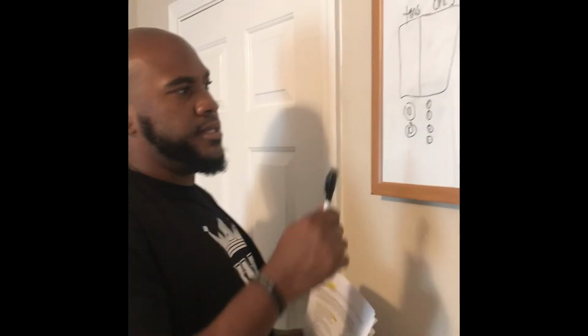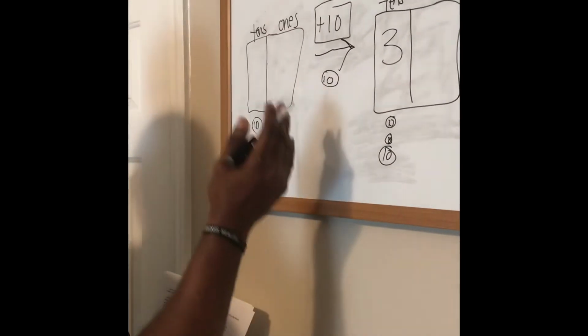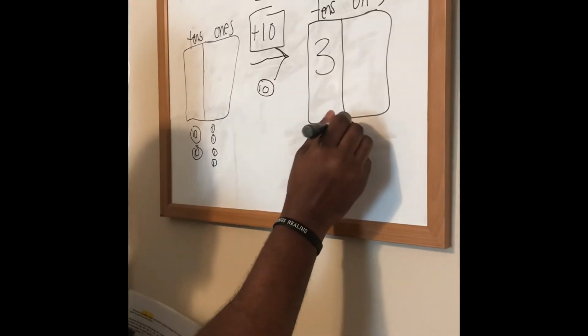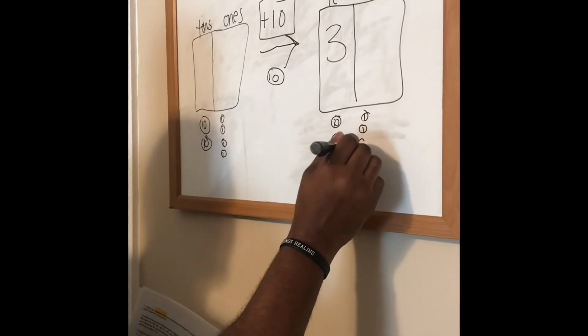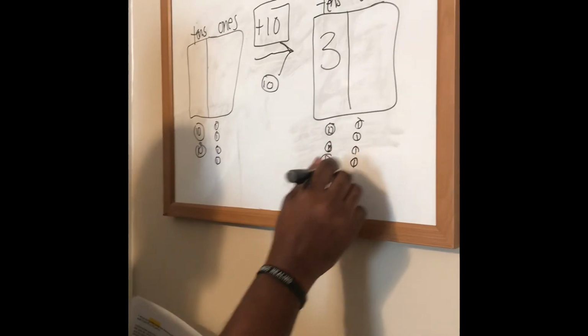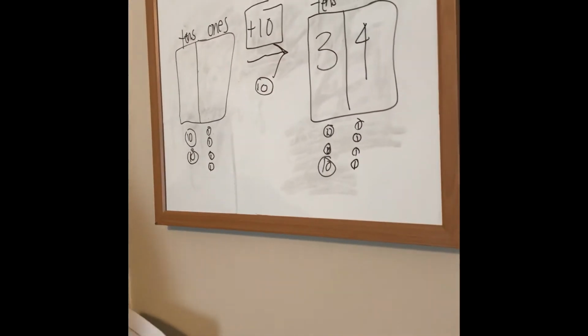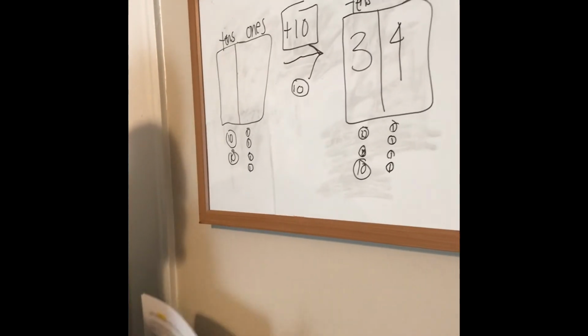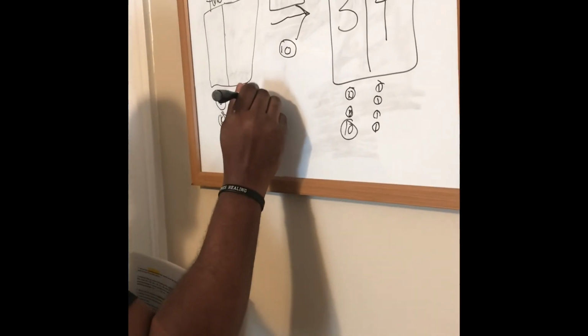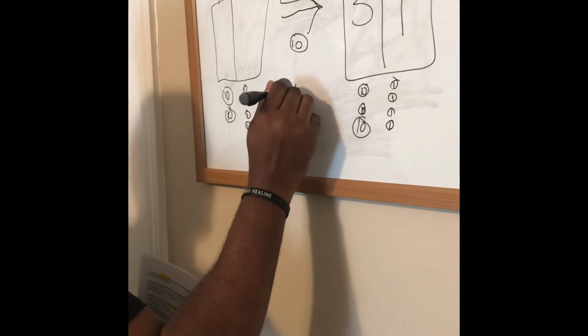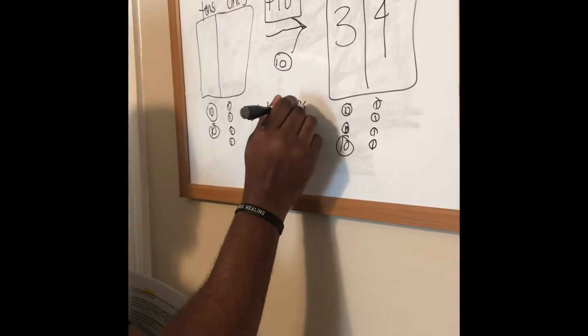So scholars, did we add any more pennies to our dimes? No, we still just have 4. So let's just carry it over. 1, 2, 3, and 4. So we have 34. And of course, we're practicing writing a number sentence. So 24 plus 10 equals 34.